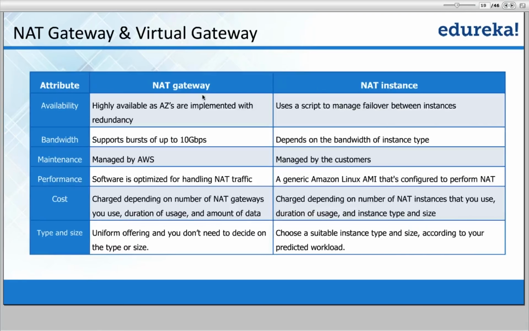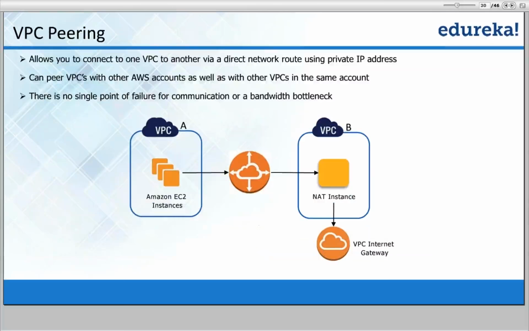All right, let me skip this. There are two options in the NAT. There's a gateway option and an instance option. I think you should always use NAT gateway because it's simply a managed service. You don't have to deal with the overhead of managing a NAT instance. So just go with the NAT gateway. It's a better option.